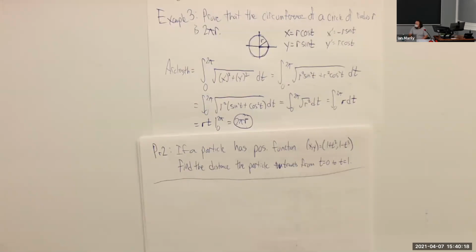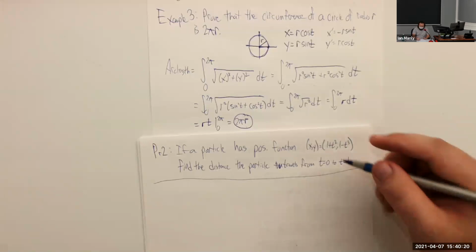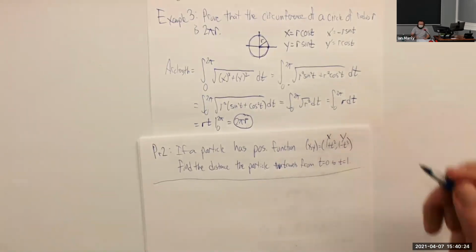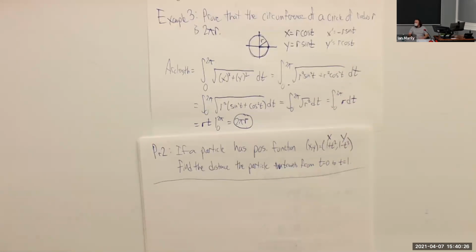Is the position function the original function? Yes. So this is going to be our x of t right here, and this is our y. So we need to know what x prime and y prime are first before we do anything.